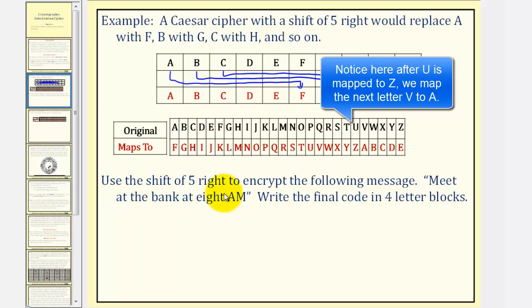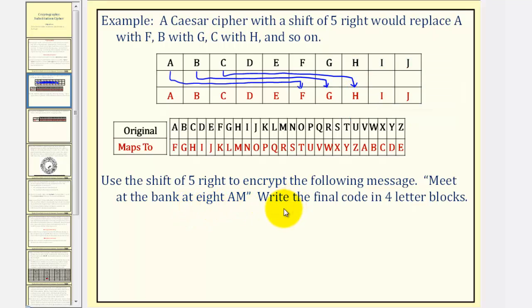Let's use the shift of 5 right to encrypt the following message: meet at the bank at 8 a.m. We're asked to write the final code in 4-letter blocks, which is common. We wouldn't want to leave spaces where there are spaces between the words, because that might help solve the encryption. So the first 4 letters are M, E, E, T. So M maps to R, E maps to J, and T maps to Y. So we'll have R, J, J, Y, space. The next 4 letters are A, T, T, H.